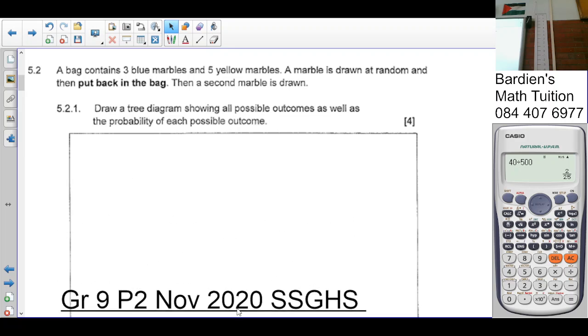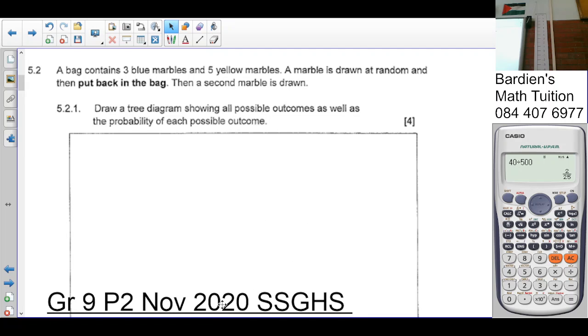So here we are told in 5.2, a bag contains 3 blue marbles and 5 yellow marbles. A marble is drawn at random and then put back in the bag. So the marble is taken out and then replaced again. Then the second marble is drawn. Draw a tree diagram to show all possible outcomes as well as the probability of each possible outcome.